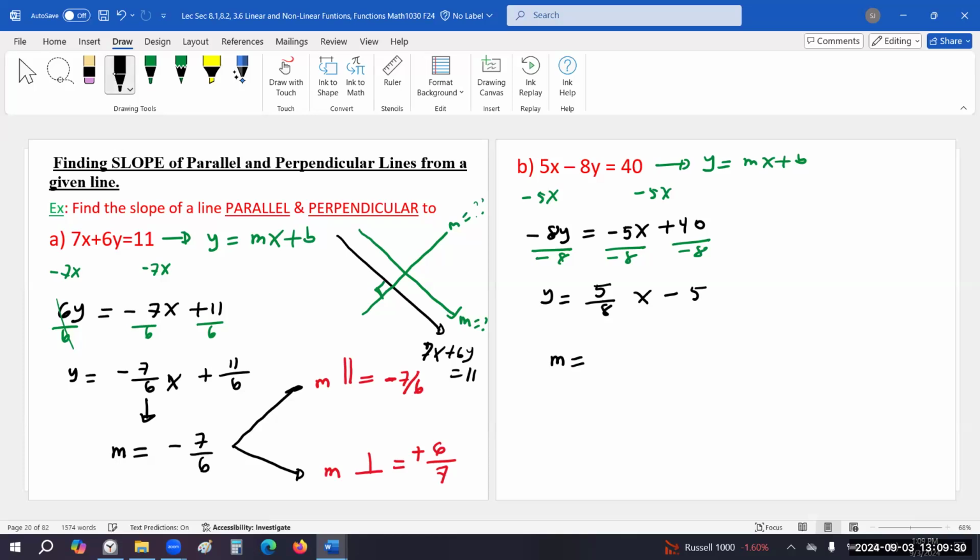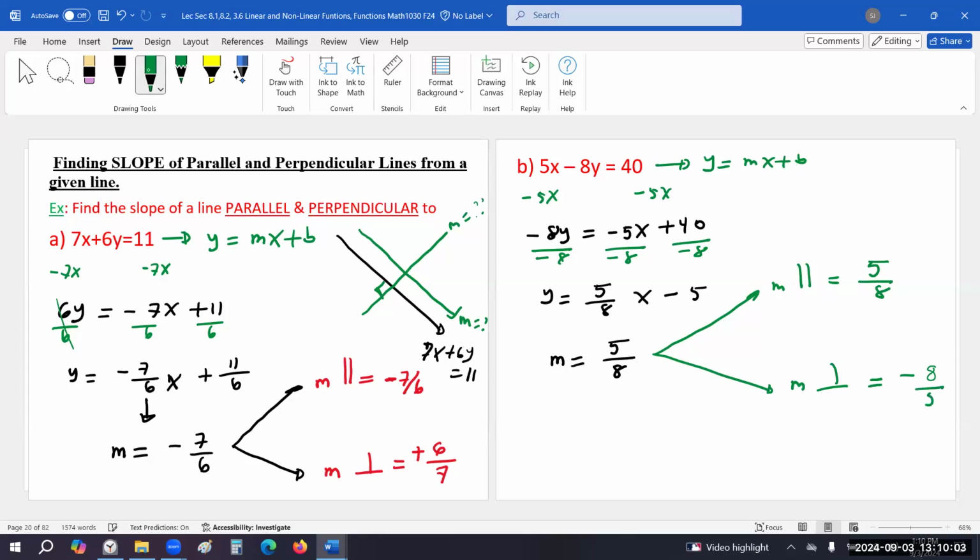So what is the slope of this line? X is a variable. The slope is only the number, 5 over 8. Okay, you did great. Now, who wants to give me the slope for the parallel line? For the parallel line, it's the same. And perpendicular line? It's negative 8 over negative 5. You put negative only once. Negative 8 over 5.